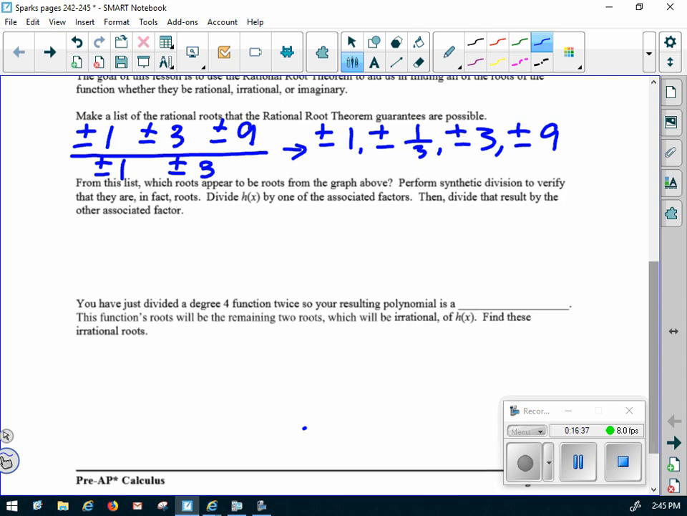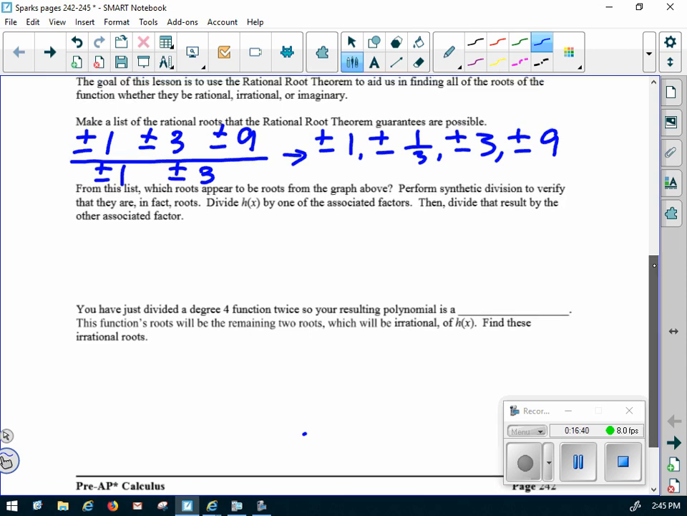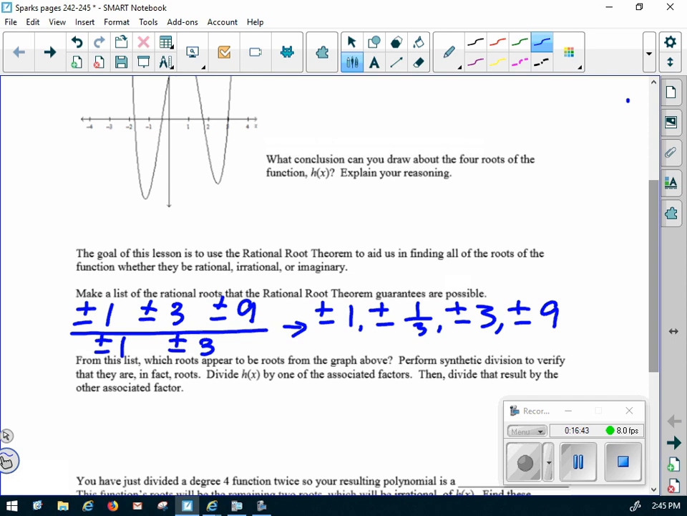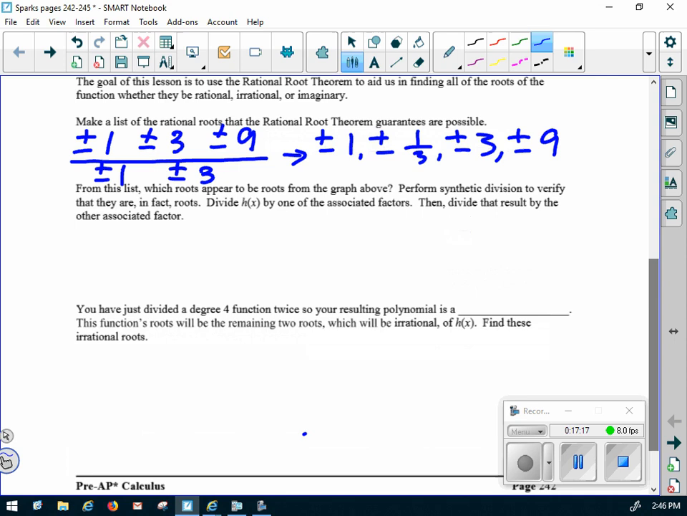From this list, which roots appear to be roots? Which roots appear to be roots? 3 appears to be a root. Maybe the negative 1/3, maybe? Maybe that's negative 1/3? 1 2/3 is not on this list. Is there anything else on this list that might work? I don't see any. Okay, so 3 and negative 1/3 might work.